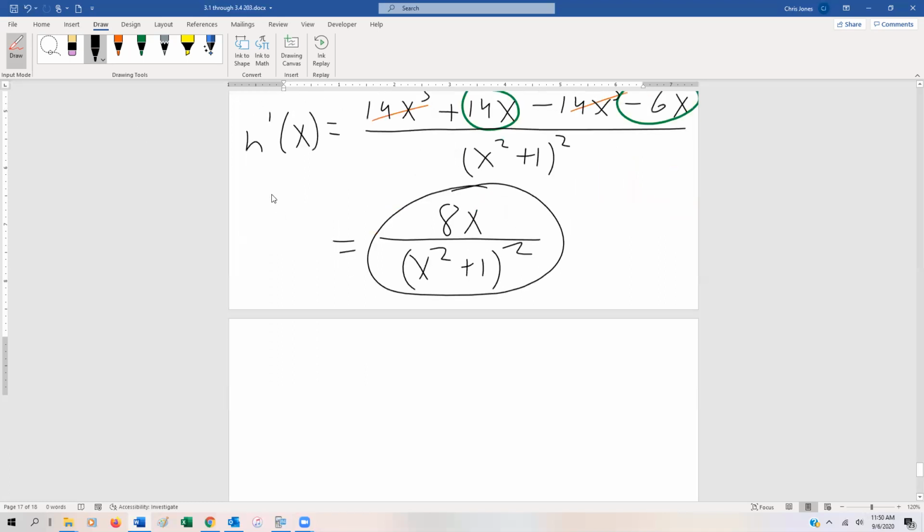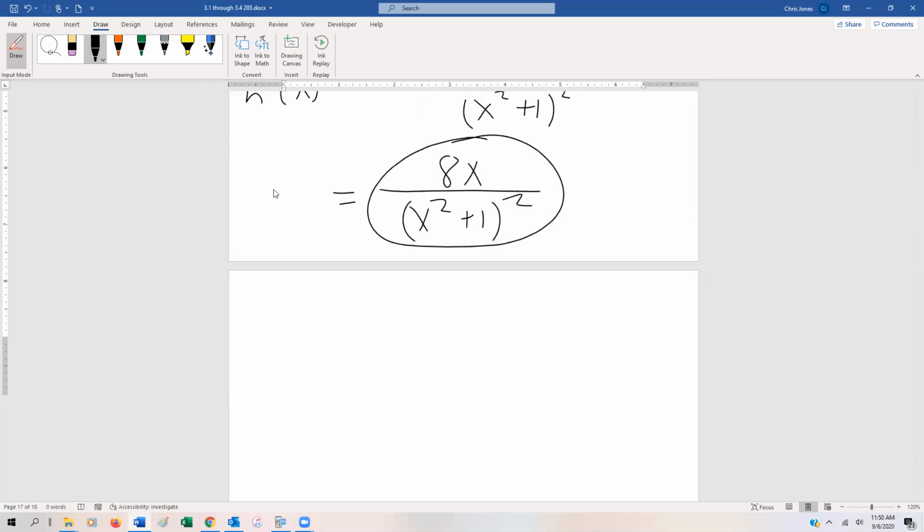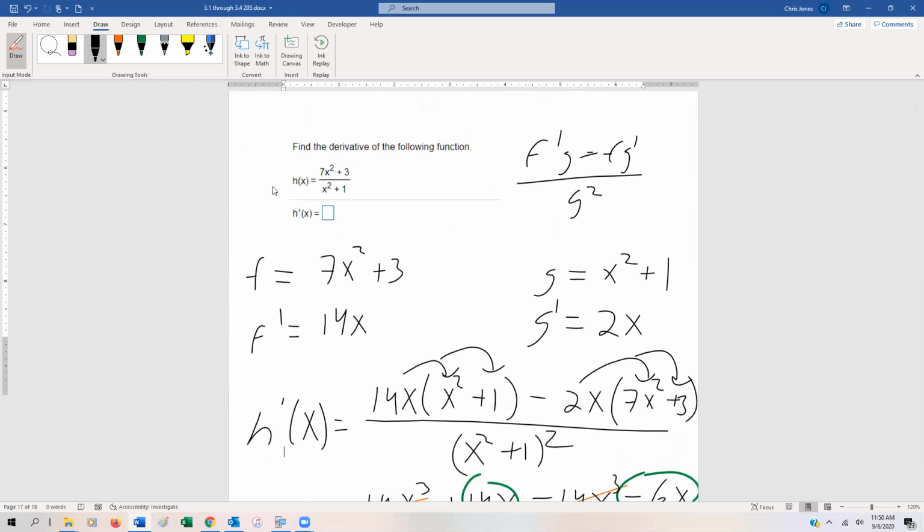Now, to think about this, there are times, and this isn't one of them, where we can actually turn a quotient rule into a product rule. And sometimes it's easier to think of it like that. And I want to illustrate that we can get the same answer by turning this problem into a product rule.